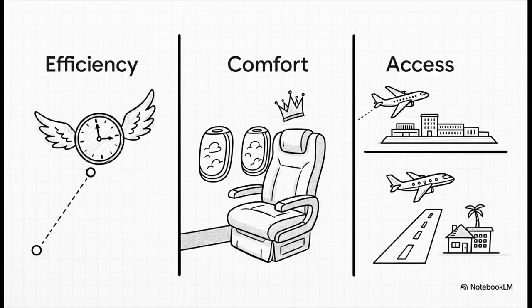Their appeal really boils down to three big things. Efficiency is huge. You fly on your own schedule, directly where you want to go. The comfort and privacy, well, those are pretty obvious benefits, but here's a key advantage you might not think about. Access. These smaller jets can land at thousands of smaller airports, getting you way closer to your actual destination.